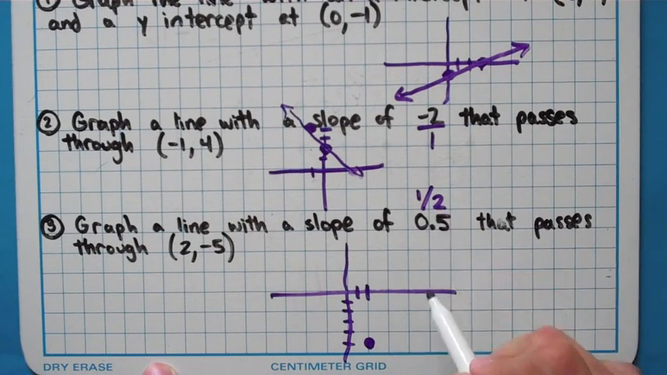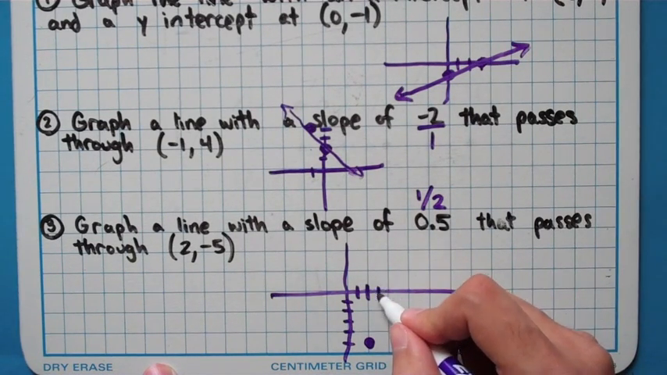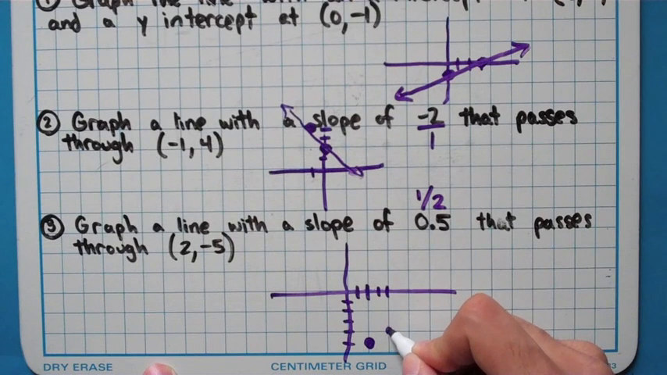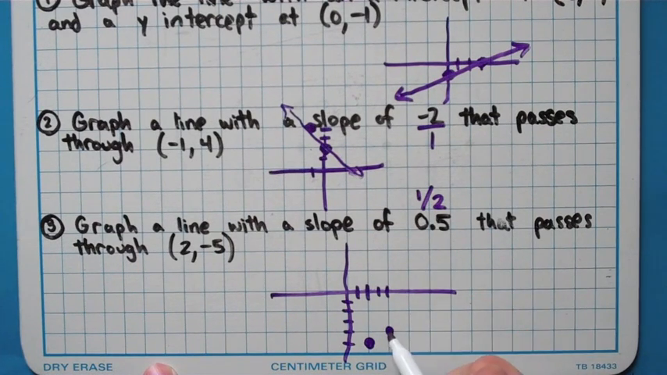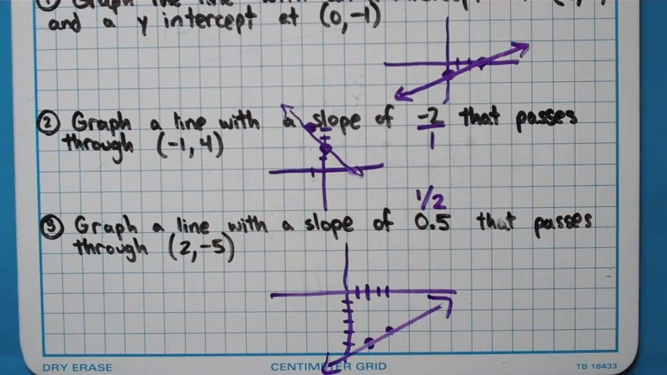And I know my slope is 1/2. If I go up 1/2, I should land on my graph. If I don't land right there, my slope was lying to me. This point has to be there. So I can draw my graph, and I'm done. So all 3 of those problems, if you know how points work, you know how slope works, you can graph things without that much difficulty.